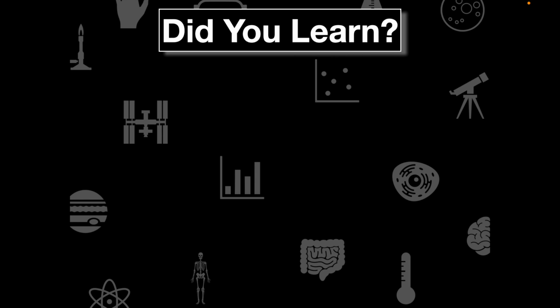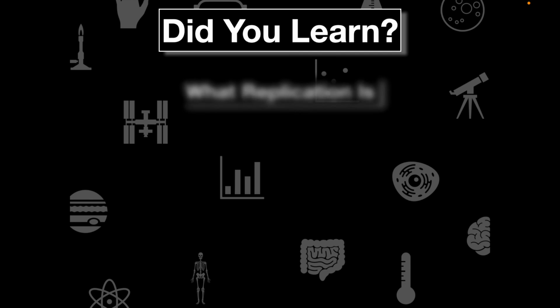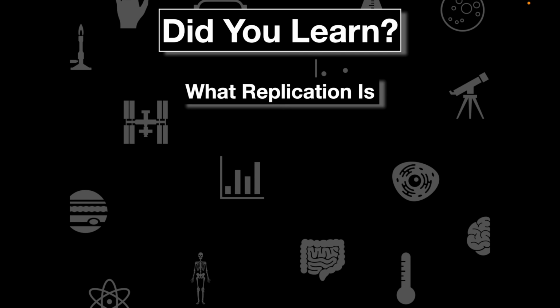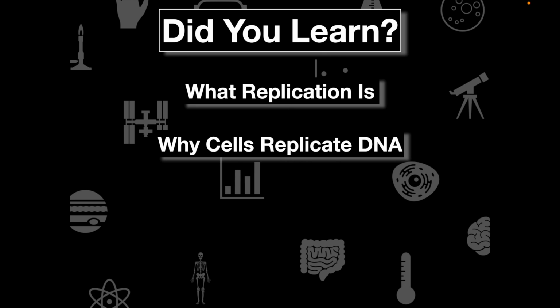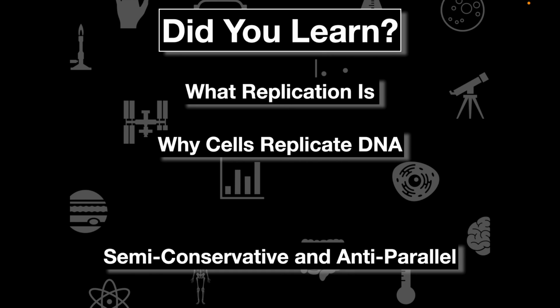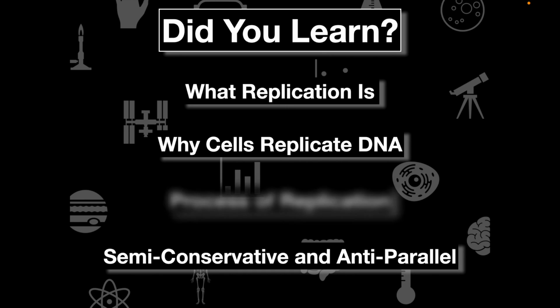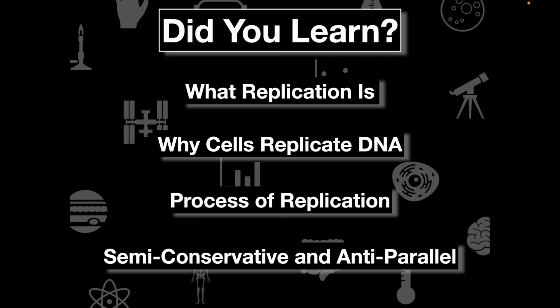All right, so there's a lot of information in that video, and this is why there is a DNA review video, but we need to understand a couple of things here. We need to understand what replication is. We need to understand why cells are going to go through and replicate, what semi-conservative and anti-parallel mean, and do we understand the overall details and the process of replication.